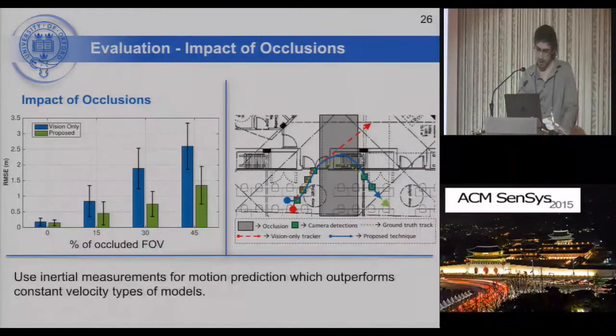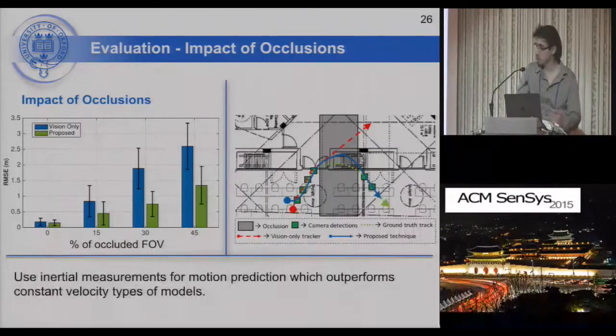Our next test was to study the impact of occlusions. To do that, we generated artificial occlusions for different settings, and we compared our technique with visual tracking that uses a constant velocity model. In the first graph, you can see the percentage of occluded FOV for different configurations, and basically you can see that with our technique, we see a significant improvement over the vision-only algorithm.